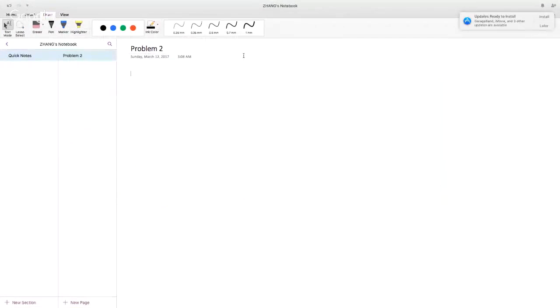This is the office hour of CS6505, and it is about minimum spanning tree. And let's start with problem 2 of problem set 7. Problem 2 is about graph traversal.